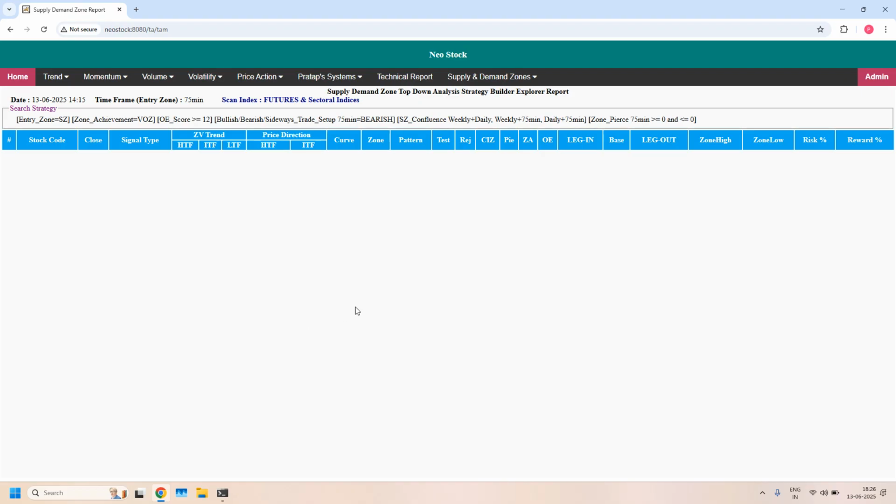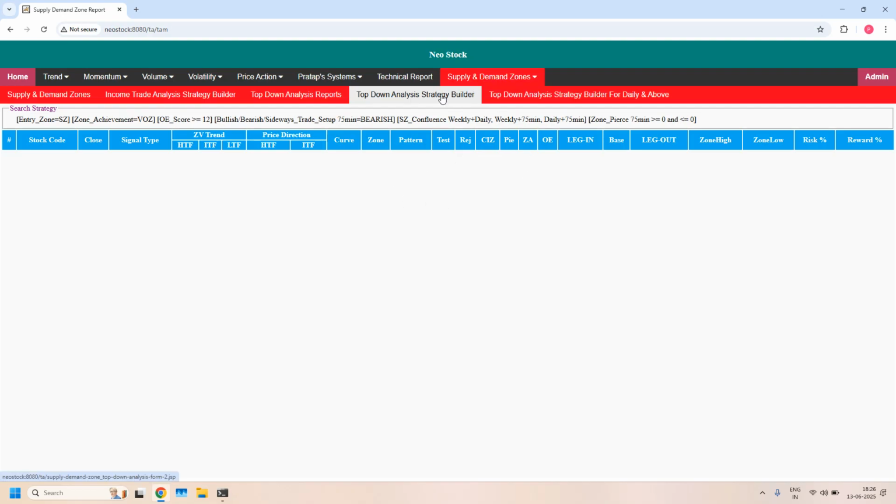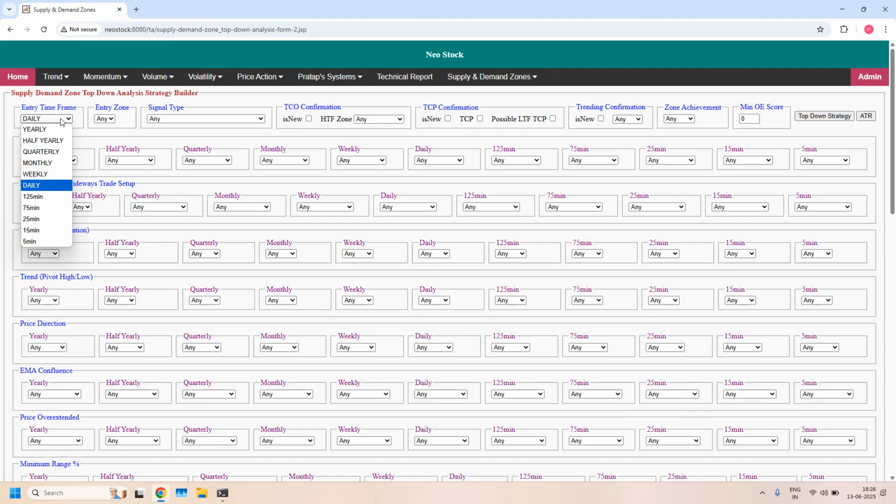Okay, next let us look into daily income trade reports. We have completed weekly income trade reports. Next, daily income trade. Entry time frame is 15 minutes. Entry zone is the demand zone. Bullish, bearish or sideways trade setup at 15 minutes time frame. I am selecting sideways long.